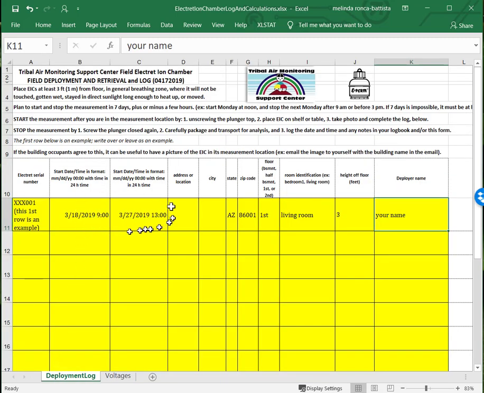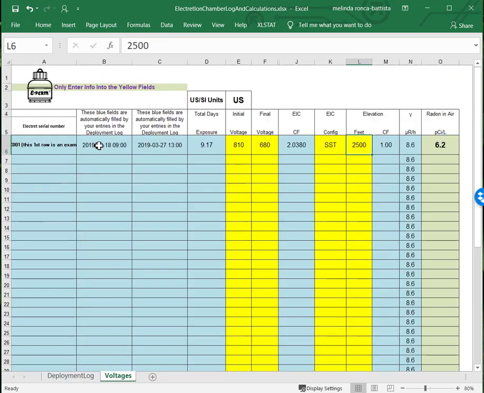So most importantly, these two fields, which are automatically copied into these fields, and then it calculates the days, and then you enter the starting voltage and the ending voltage, the configuration, and the elevation above sea level, most especially if it's above 4,000 feet, then it makes a difference. And then the sheet calculates picocuries per liter, which is the concentration of radon gas in air.